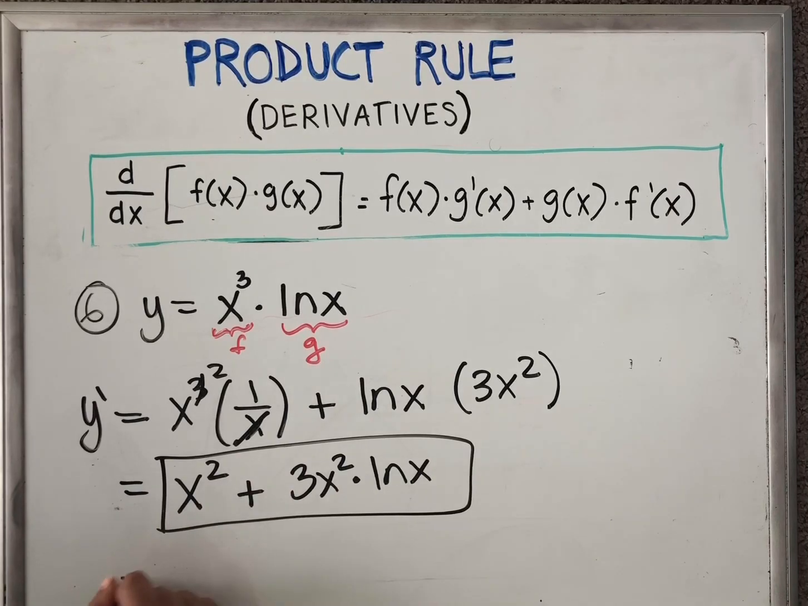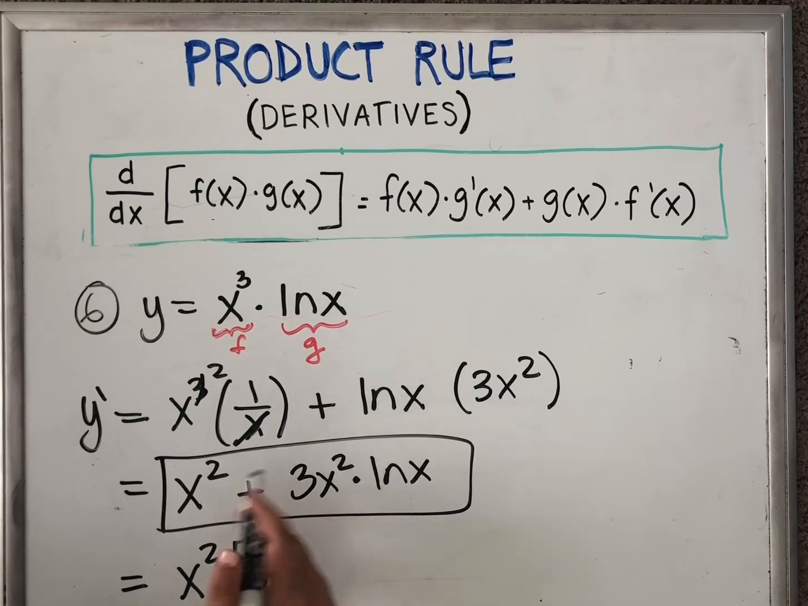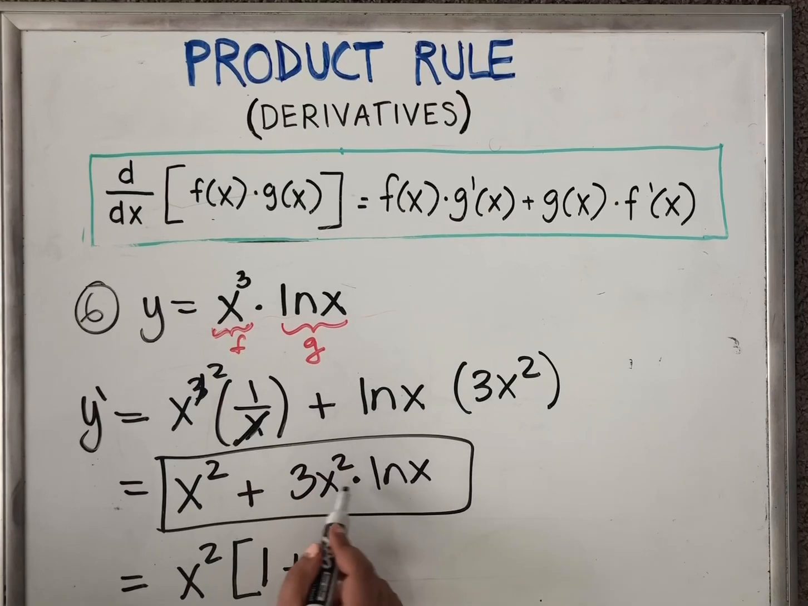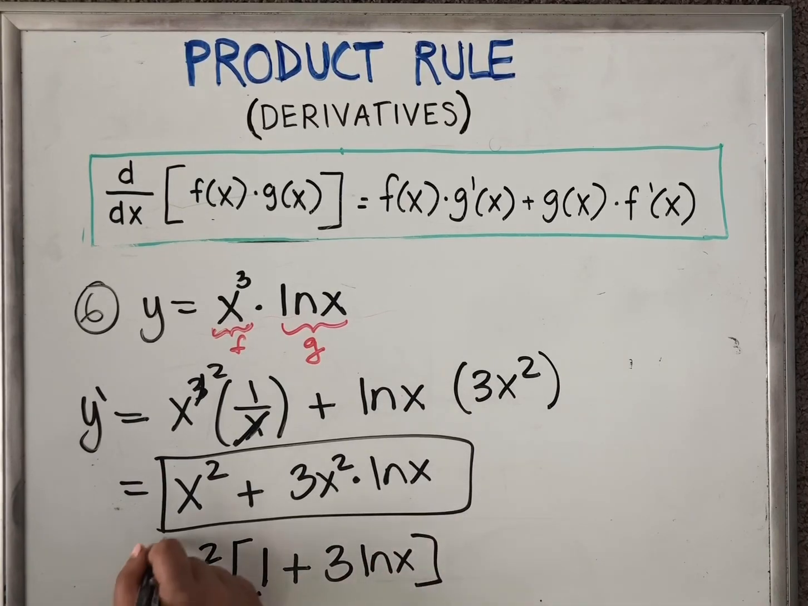We can also clean this up a little bit more and pull out an x squared term. So we have an x squared multiplied by 1 plus, and since we're pulling out an x squared from each term, from this term, we'll just be left with 3 times natural log of x. Okay, and that's also perfectly acceptable, either one.